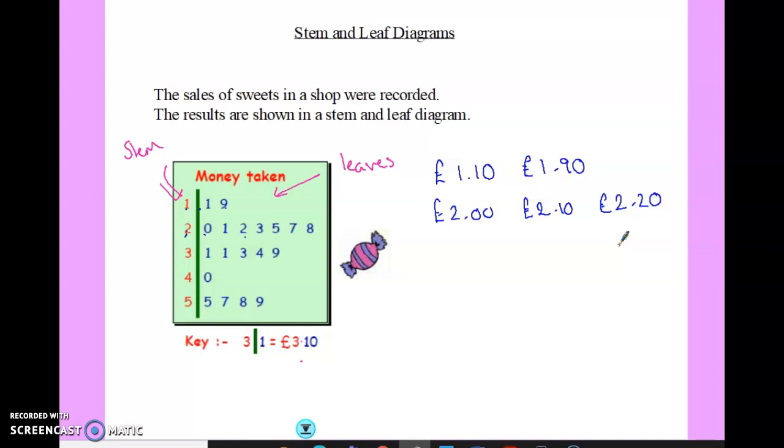For example, looking at this one here, it's really easy to pick out what was the most amount of money spent. The most amount of money spent will be your very last number because the stem and leaf diagram always needs to be in order. The very last number here would be £5.90. So £5.90 was the most amount spent. It's not a very good way of wording it. I can't think of a better way.